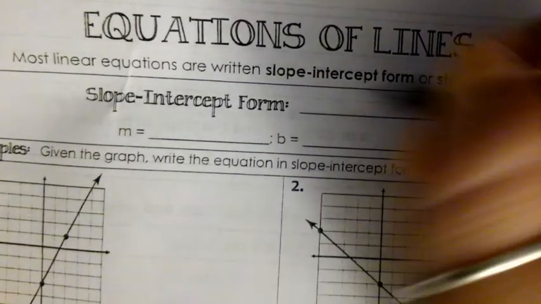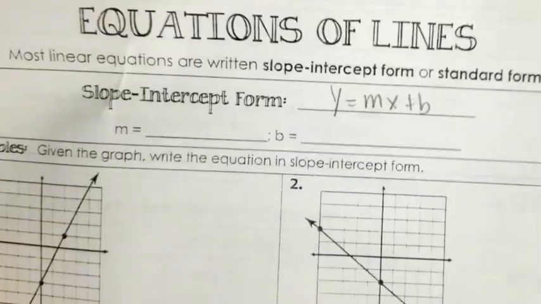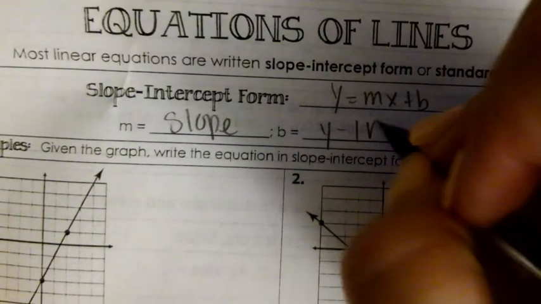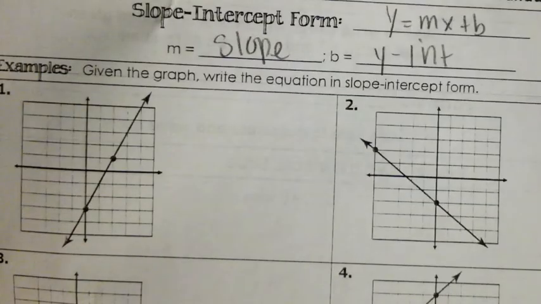So if you think about slope-intercept, it's y equals mx plus b, where m is the slope and b is the y-intercept. I just abbreviated. So we all remember this, y equals mx plus b, right?